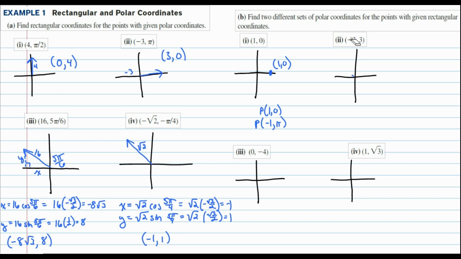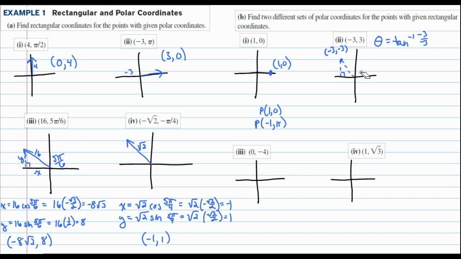Part 2, negative 3, 3. Well, negative 3, 3 is in quadrant 2. The rotation is unclear. How far away it is from the origin is unclear. So we're going to do a couple things. We're going to set up a reference triangle, and then we're going to say that theta, which we don't know, is going to be the inverse tangent of 3 over negative 3.